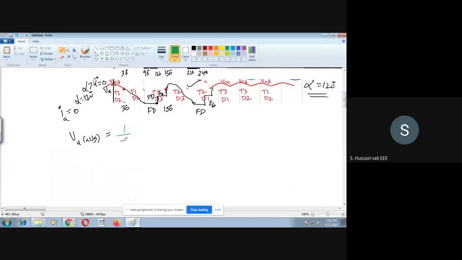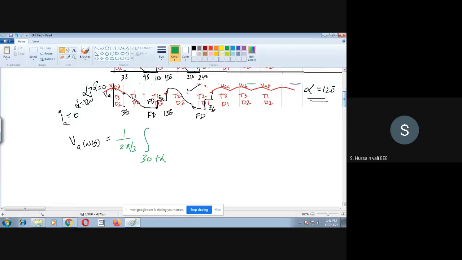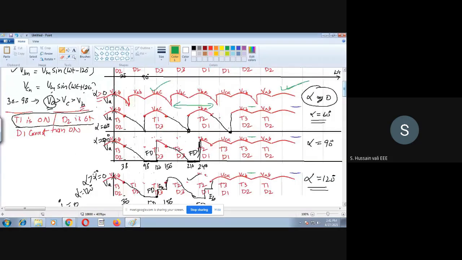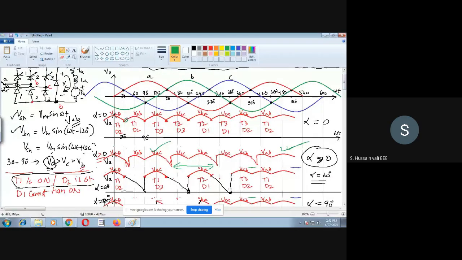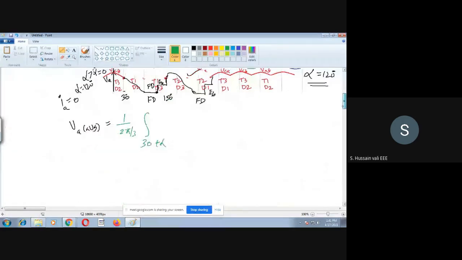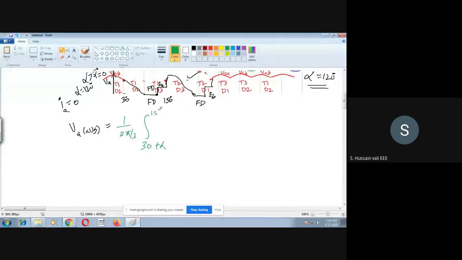So 1 by 120, in the sense 2 pi by 3, integration from 30 plus alpha, because I told you already alpha in the sense you have to start from 30, this point. What is this point actually? This point is 30. So the alpha will start. So alpha equal to 0 means 30. So 150 plus alpha, because 120 degrees duration.